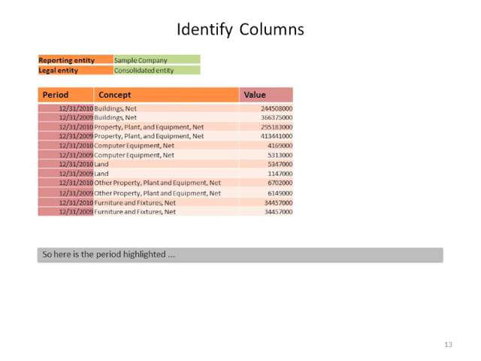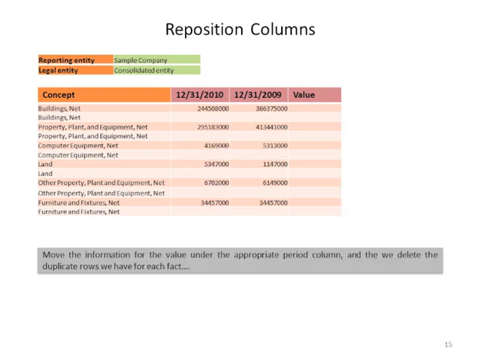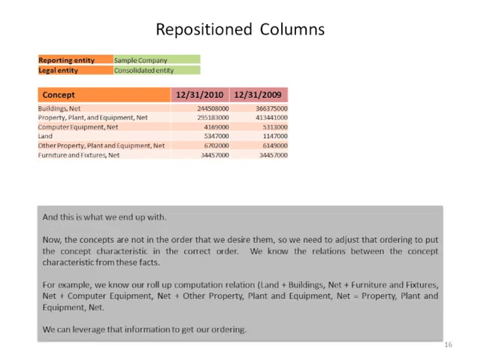Here we set up the two columns for the period. We move the information for the value under the appropriate period column, and we delete the duplicate rows we have for each fact. And this is what we end up with.